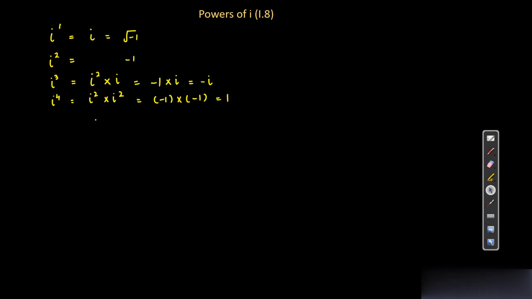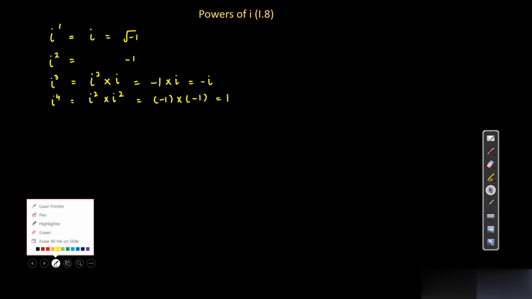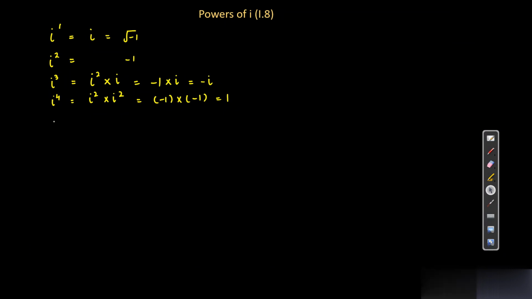Okay, now here things will become interesting. i raised to 5. Can I write it the same as i to the first power? Yes. It's the square root of negative 1, because it's i to the fourth times i, just i. So it's 1 times the square root of negative 1. So basically it equals i.